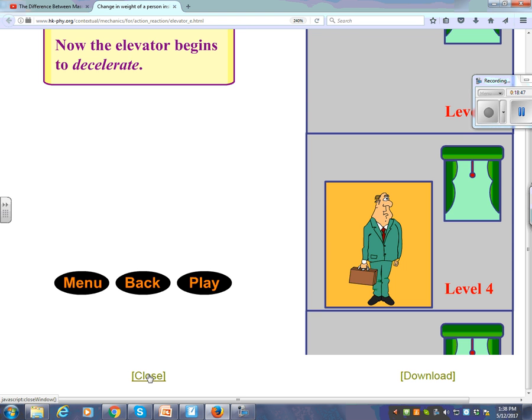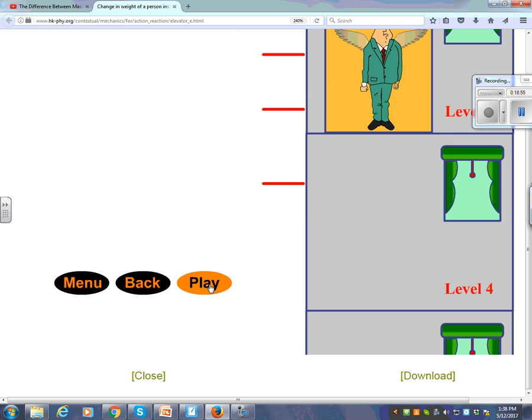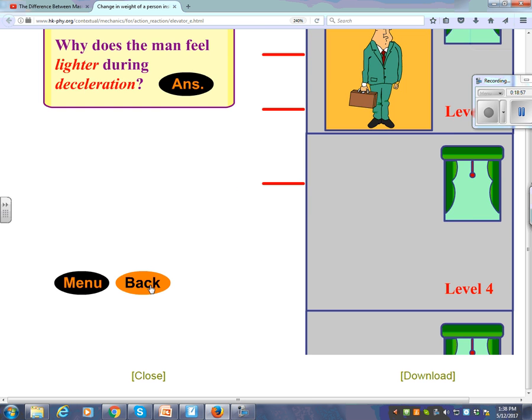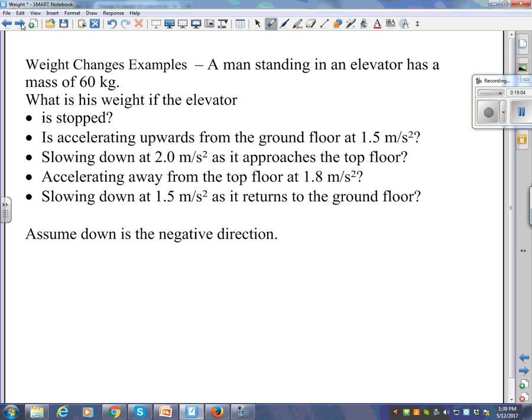I think that's the end. I thought there was more. I thought I could go through on the way down. Okay. Shall we do an example? Can't play unless you finish this.